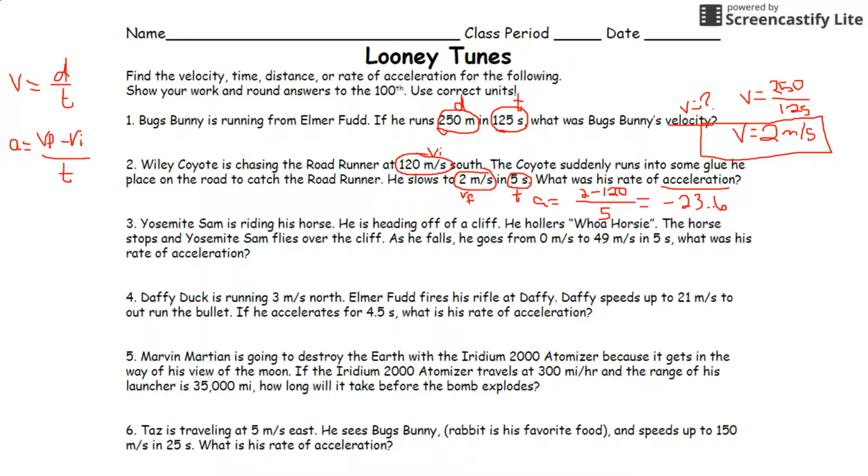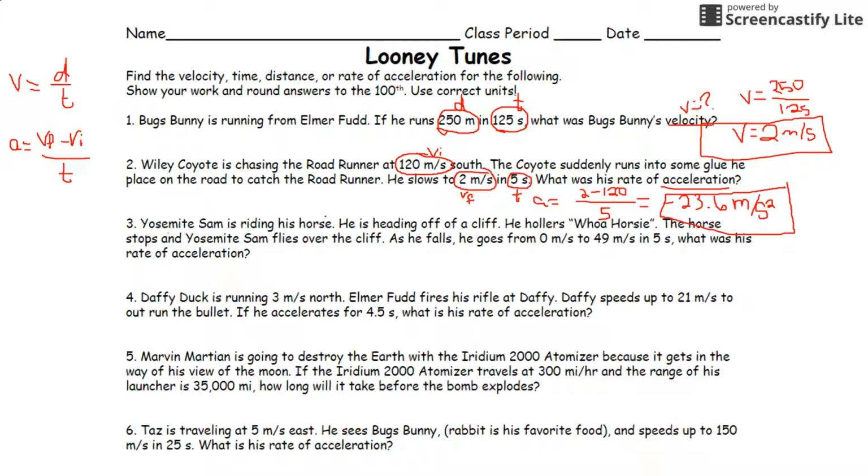Okay, units for acceleration. If my speed is meters per second, I have meters per second on top, but also seconds again on the bottom. So acceleration is going to be meters per second squared. The seconds end up being squared. Okay, let's look at one more.